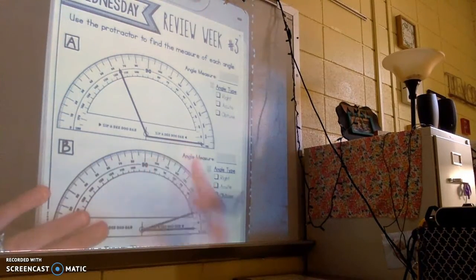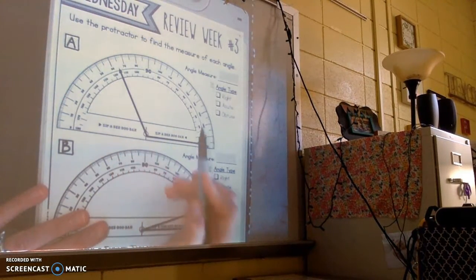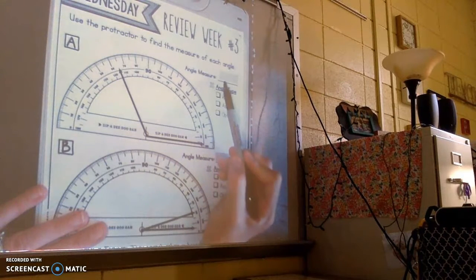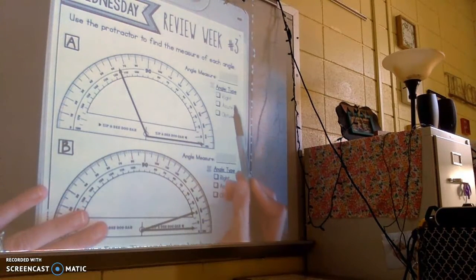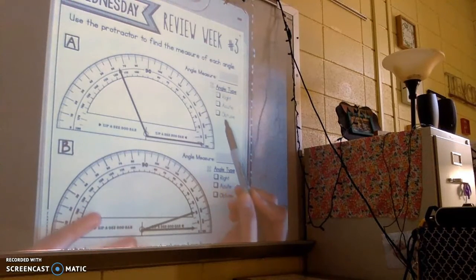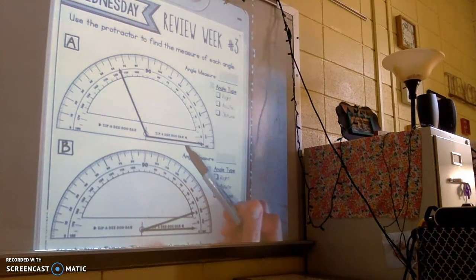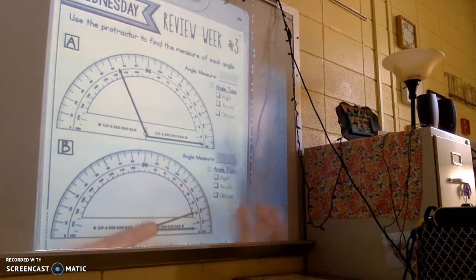So I have my protractor right here on my page. It looks like I'm going to find the measure of the angle, and then I'm going to say if each angle is a right angle, an acute angle, or an obtuse angle. So we're going to do the first one together, and then you will do letter B on your own.